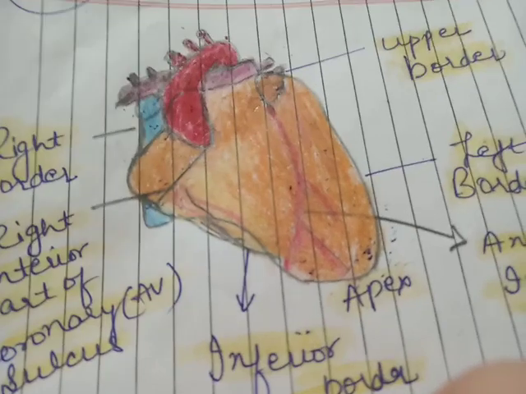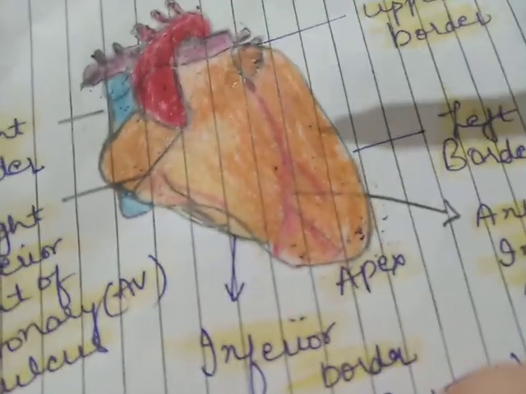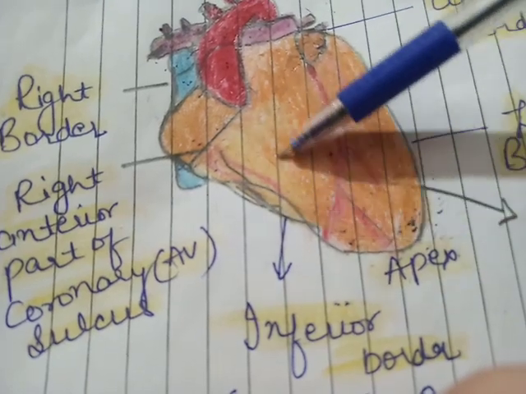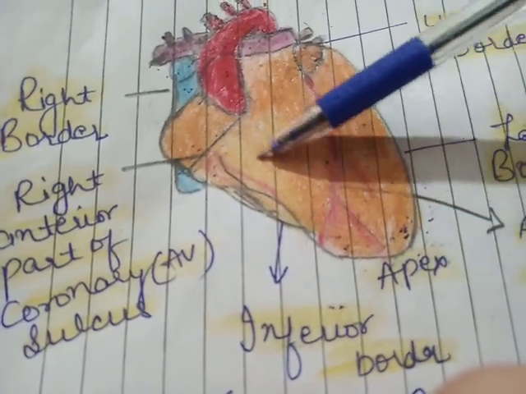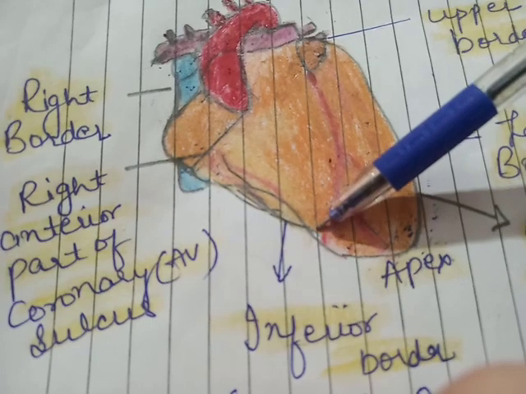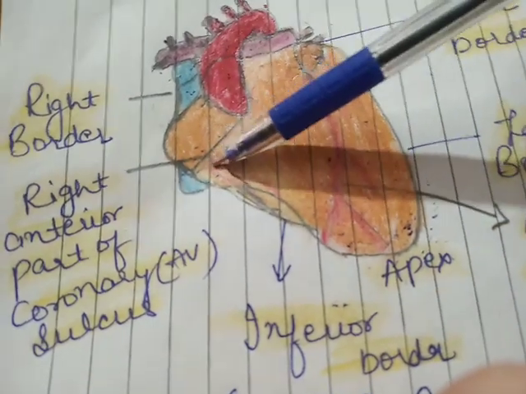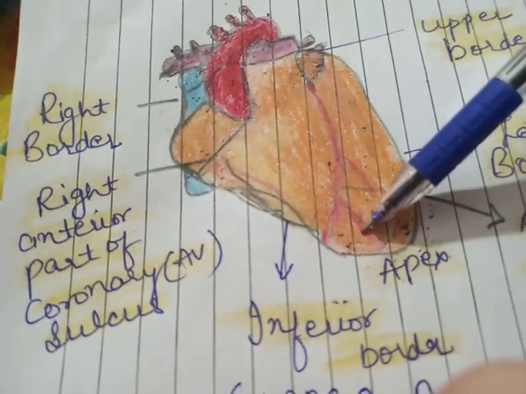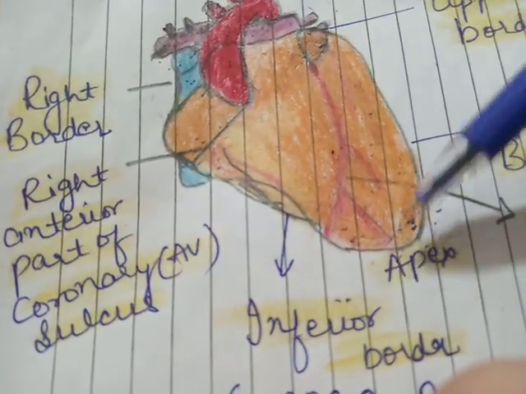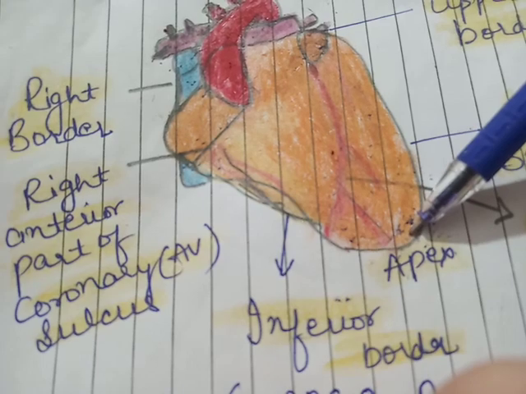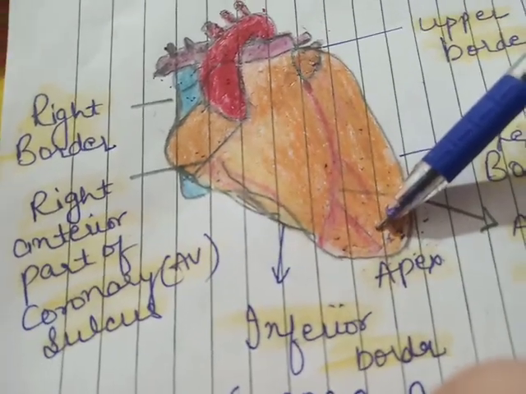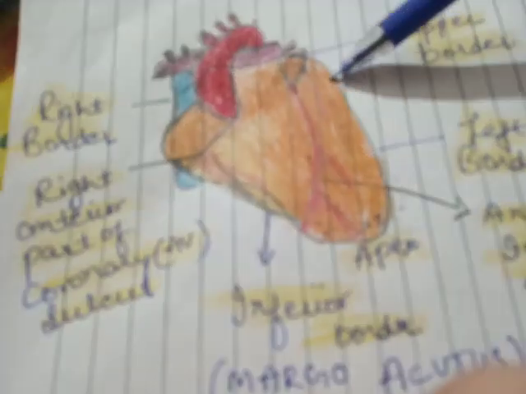So let's revise the inferior border. It extends from the inferior vena cava to the apex. So it is mainly made up of the right ventricle and a part of the left ventricle. The main importance is this: it is accompanied by the marginal branch of the right coronary artery, and near the apex there is a notch called incisura apicis cordis, which gives passage to the anterior interventricular branch of the left coronary artery. Now we come to the left border.